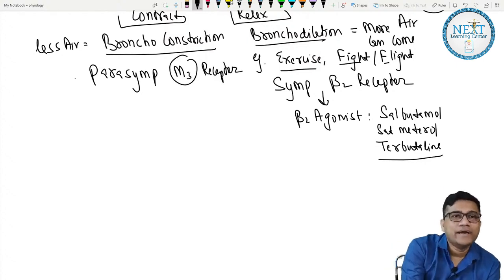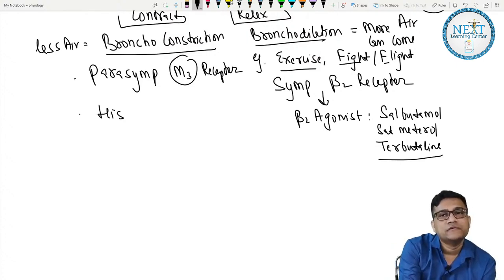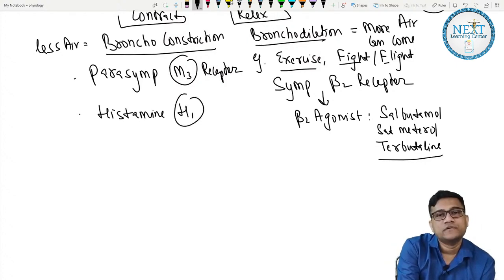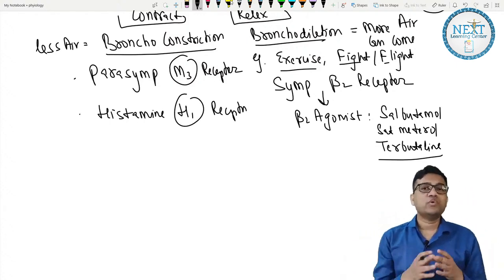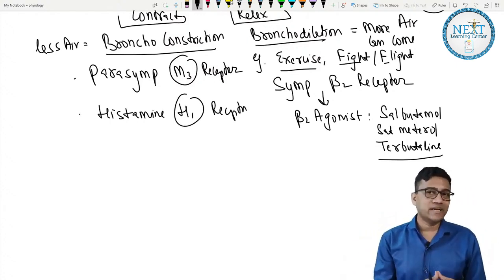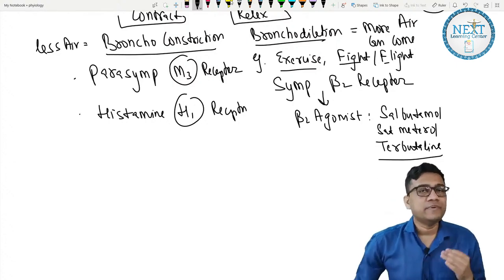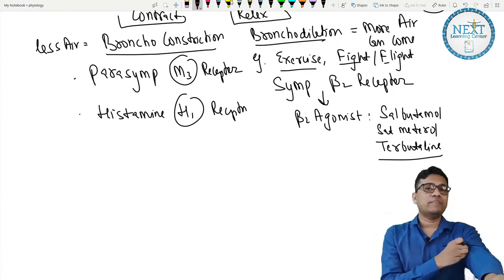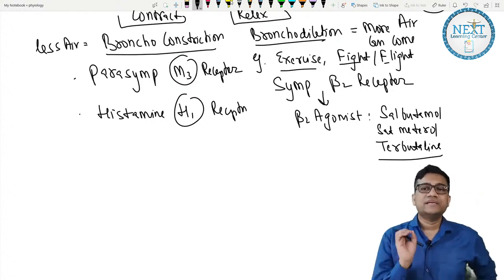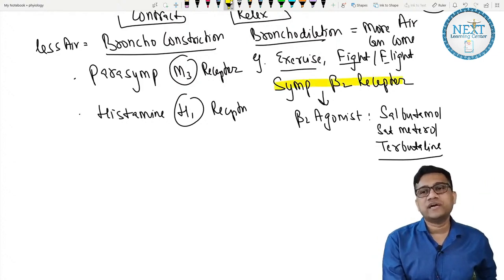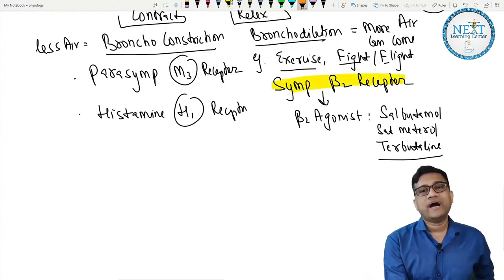M3, and by histamine, H1 receptor. Okay, H1 receptor. So histamine, H1. So now I'm going to come to a clinical point. You have to understand, otherwise you'll all keep making the problem here. Once again, bronchoconstriction by parasympathetic and histamine, dilation by beta 2. This is a clinically important point and you have to remember it always and always.